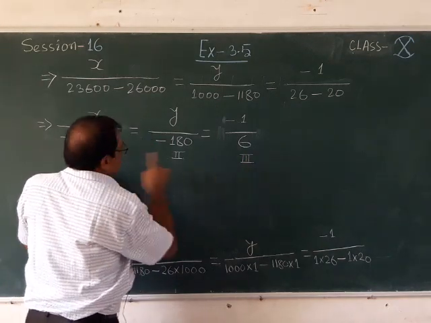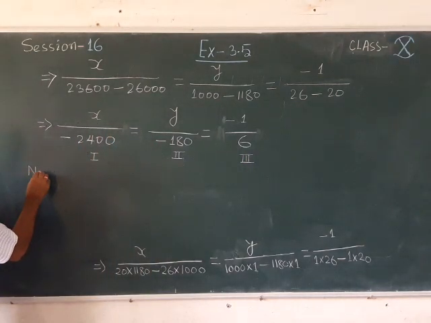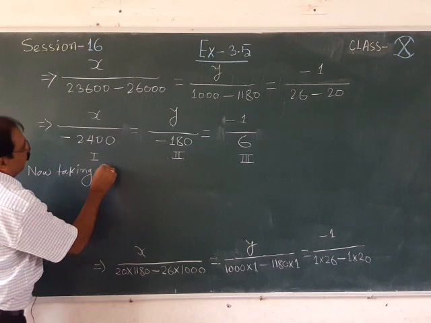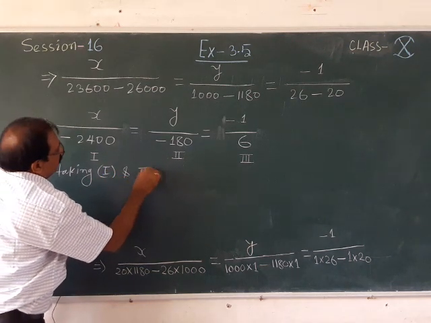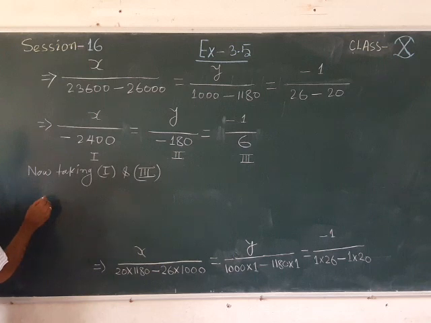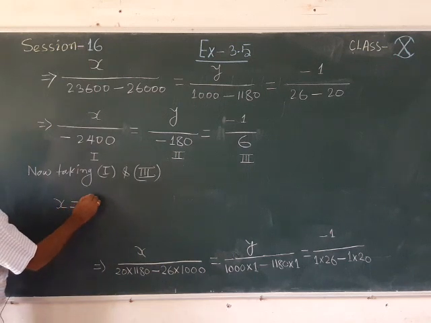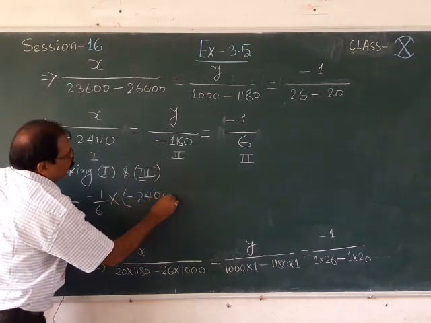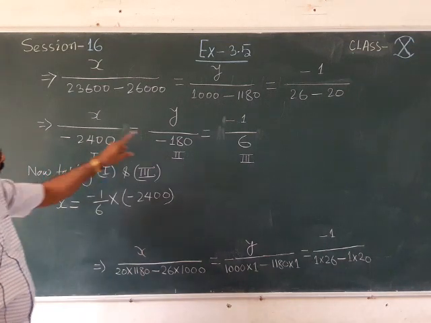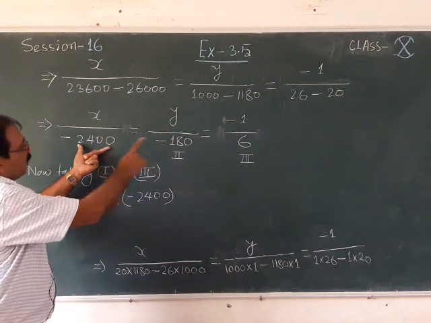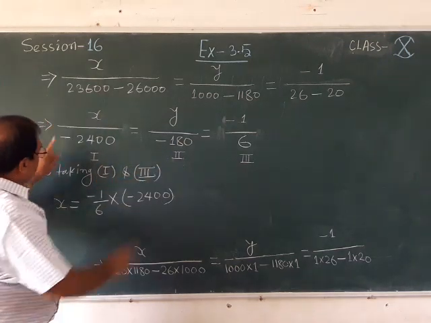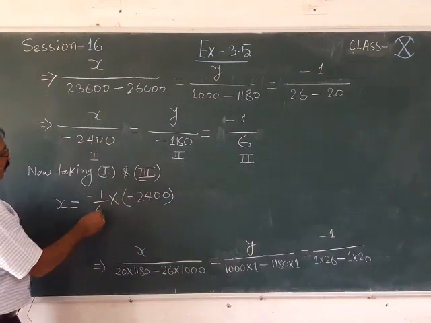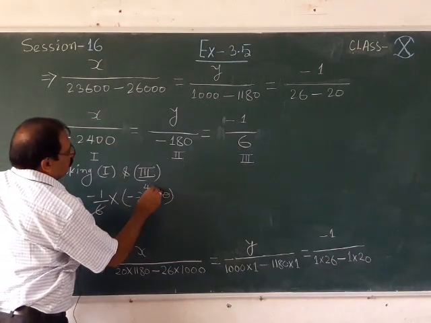So by taking first and third, you can see that x will be equal to minus 1 upon 6 into minus 2400. Directly I can write, by taking first and third, this minus 2400 will go that side. If you take first and third, then directly you can find x, that will be minus 1 upon 6 into 2400. You can cancel 6 4 ja 24.